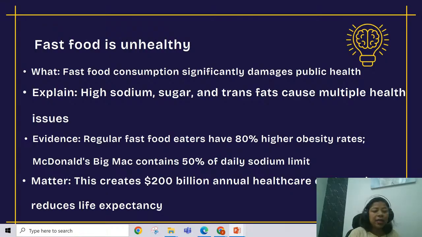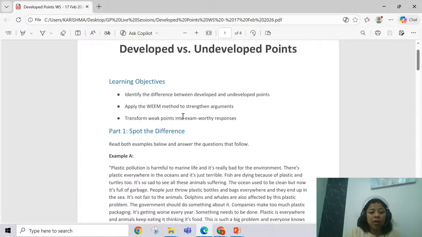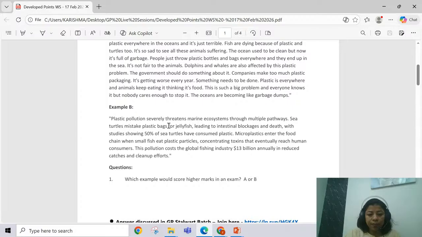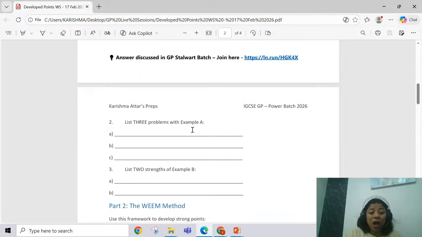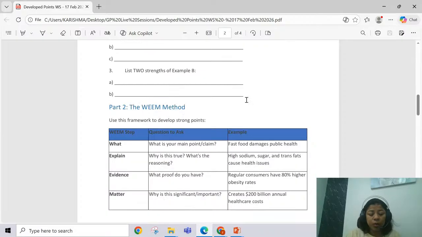Now, the next step is you are going to immediately click on the Google Classroom link to access this worksheet, which I have already uploaded on Google Classroom, developed versus undeveloped points. And there are some tasks I have listed down over here. You have to answer these questions. You can take a printout. I would request you to also please take a printout.